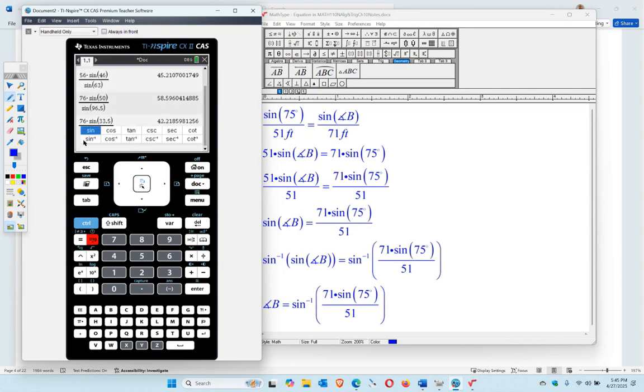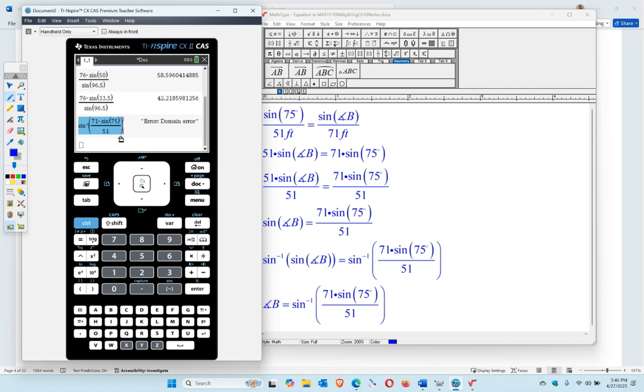All right, so inverse sine first. Parentheses are very important here. Ratio 71 times the sine of 75 divided by 51. Again, these are angles in degrees, so make sure it's in degree mode. And we're going to hit the Enter key. Oh boy, we got a problem here. Domain error. All right, let's see what it is.